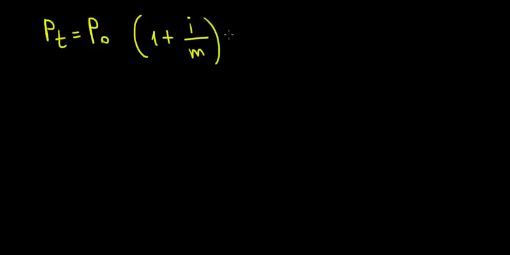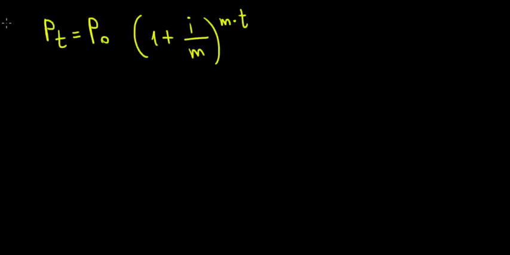In this video, I'd like to explain the intuition of a slightly different formula for compounded interest. So we have this formula that the payment at a certain time is equal to the initial payment times 1 plus the interest rate divided by m to the power of m times t. And I'd like to go through it. I'd like to explain what this means.